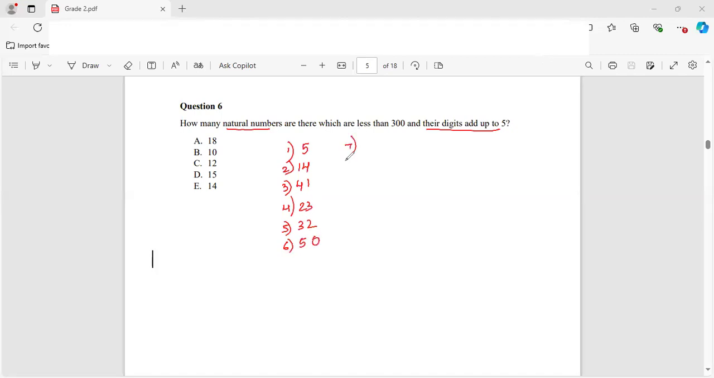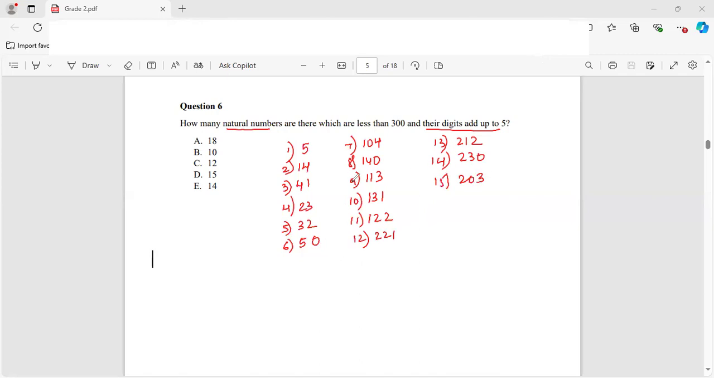So this is 6. Then 7, we can take it to be, say, 104. Then we can take it as 140. Then I can take as 113. Then 131. We can't take 311 because the number is less than 300. Then I can take a 122. I can take a 221. I can also take a 212. Then 140 is already done. 104 is already done. Then I can take 230 and I can take 203.